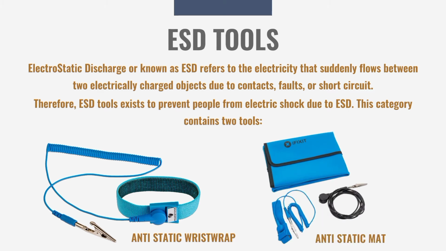Anti-static wrist strap is used to safely ground a person working on a very sensitive electronic equipment. Anti-static mat is used to protect the technician and electronic equipment from damage and explosives.